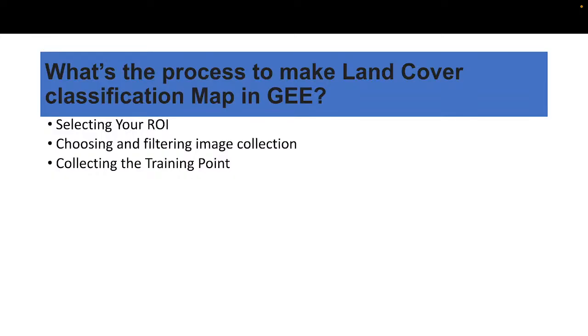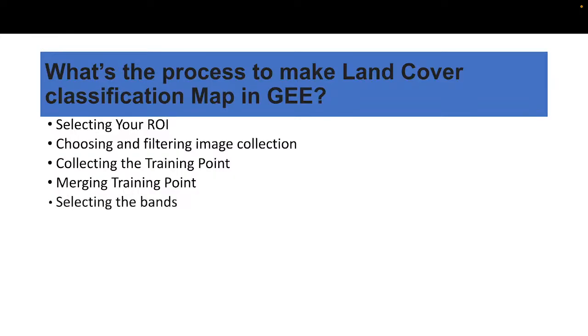If you want, you can also use ground truth data. Simply visit your study area and take the GPS location for a specific feature, such as latitude and longitude, and you can easily collect the training points. After that, just merge all of the training points together and make one feature collection.